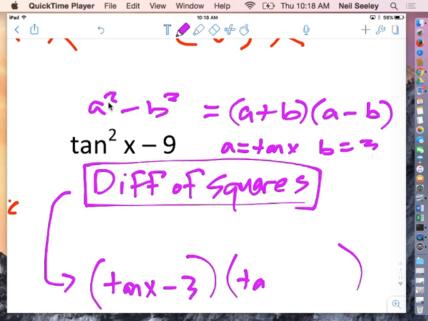Does it matter that tangent goes first? It does. It really does, actually. Whatever one shows up first in your difference of squares, it also needs to be first in your parenthetical products.